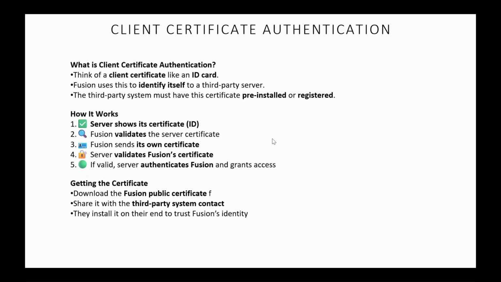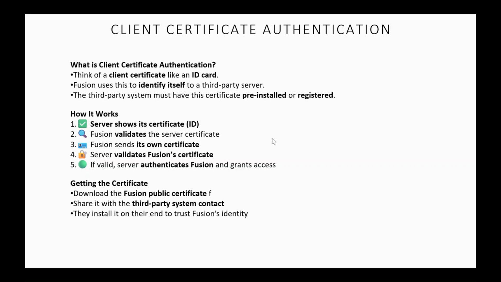Now, here is how it works. When Fusion connects to a third-party server or an API, the first thing that happens is the server presents its certificate to Fusion. It is kind of showing its ID card. Fusion checks that certificate to ensure everything is valid. Once that is verified, Fusion presents its own certificate, the Fusion client certificate.